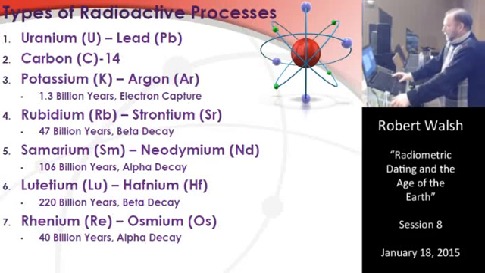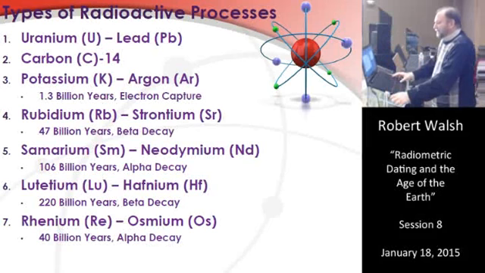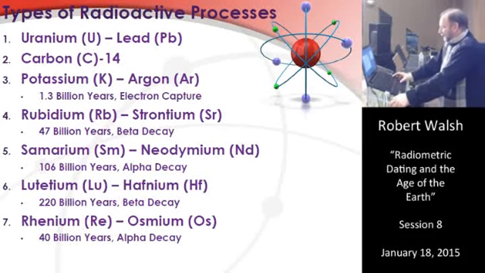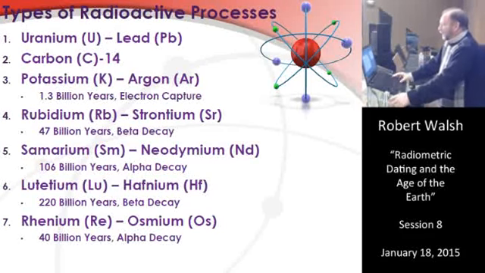Samarium and neodymium, this is 106 billion years. Lutetium and hafnium, 220 billion years half-life. And then rhenium and osmium, 40 billion years. This decays by alpha decay. So these are just some examples that physicists use in dating things, and that they have found are very helpful in looking at decay processes.